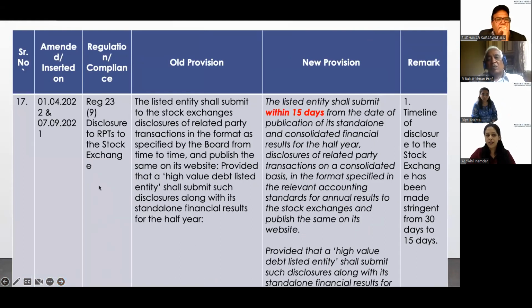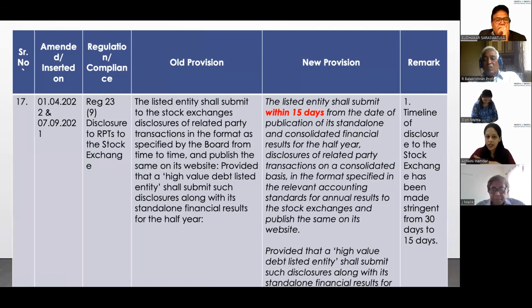Further, regulation 23(9) talks about the disclosure that has to be given for the half yearly that we submit to the stock exchanges. It was within 15 days. Now the amendment is that as on the date of the financial statements that we are sending to the stock exchanges, on the same day you have to give the related party transaction disclosure to the stock exchanges. So on the same day it has been made.